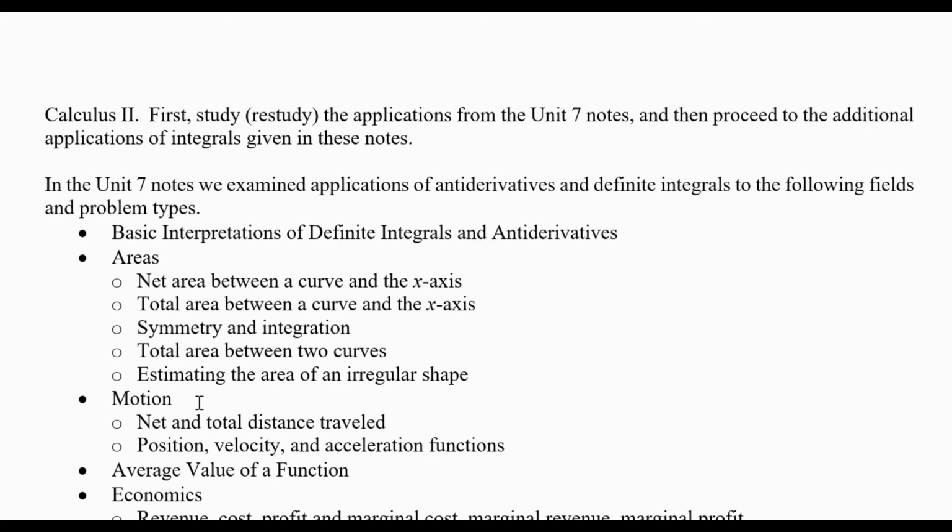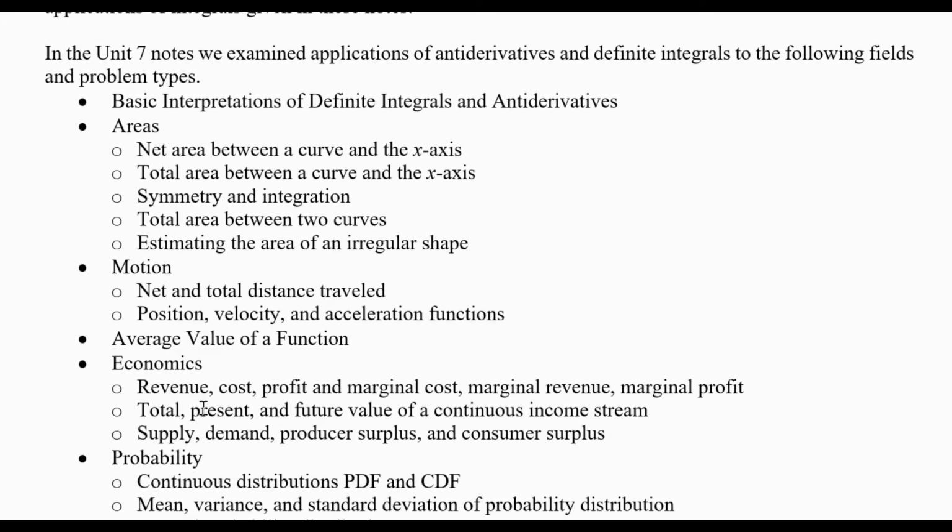Now just recall that in Unit 7 notes, we examined applications of antiderivatives and definite integrals to the following fields and problem types: basic interpretations of definite integrals and antiderivatives. And then we looked at areas: net area between a curve and the x-axis, the total area between the curve and the x-axis, symmetry and integration, and how integration relates to curves with certain symmetry. Then we talked about the total area between two curves, and then estimating the area of an irregular shape.